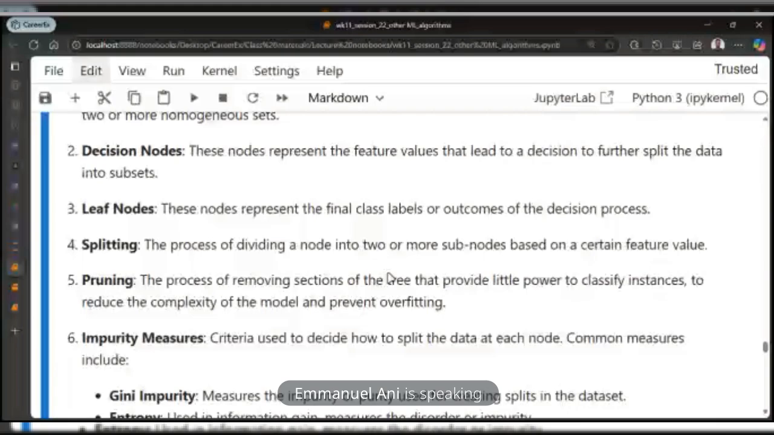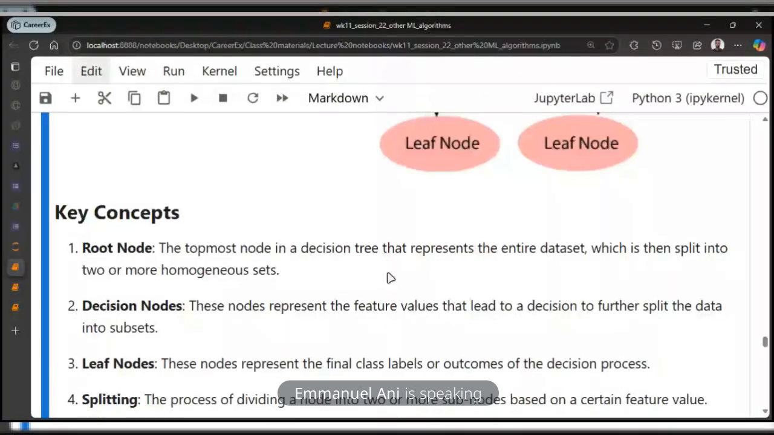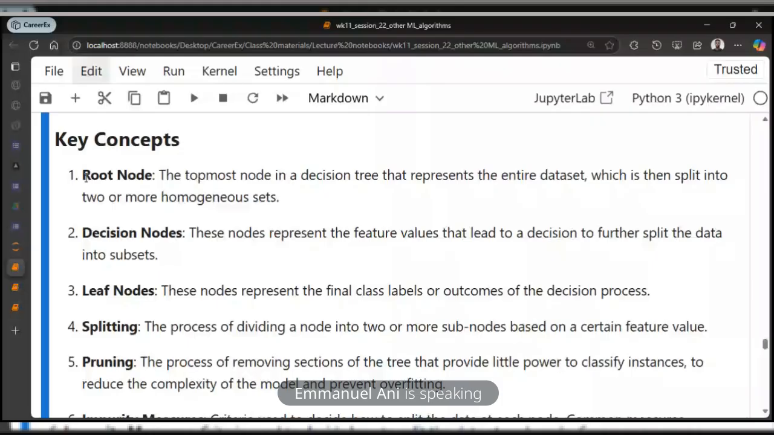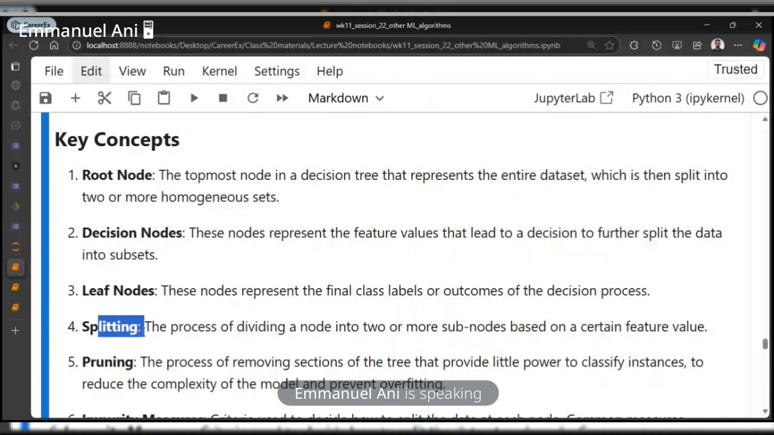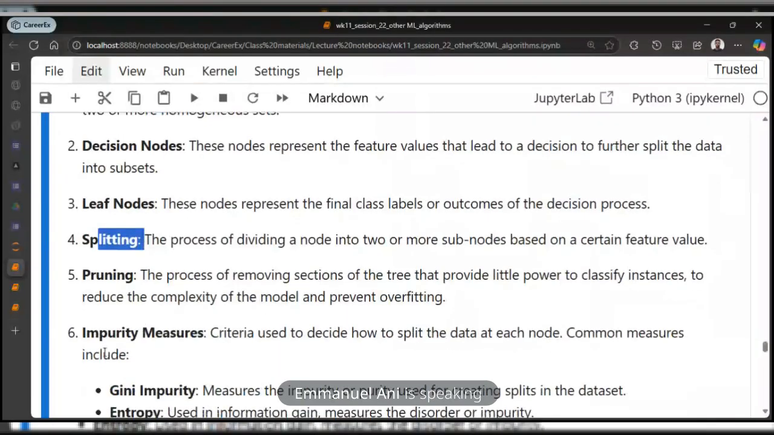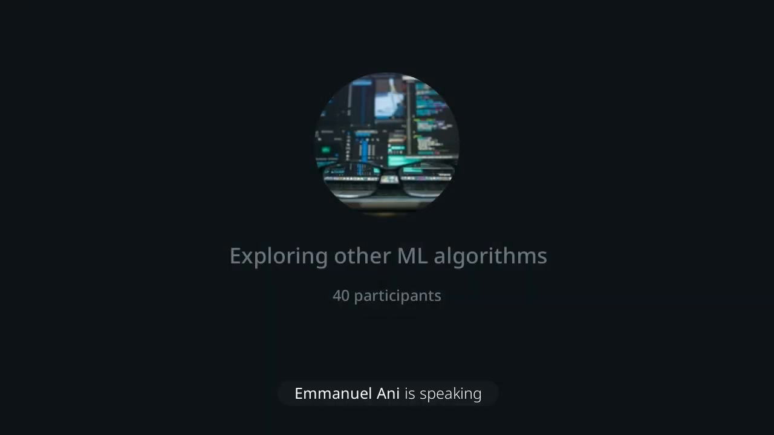So there are some key concepts we have. We have root node, decision nodes, leaf nodes, splitting, pruning, and impurity measures. These are the things I've explained already, so you can basically just look at them on your own.